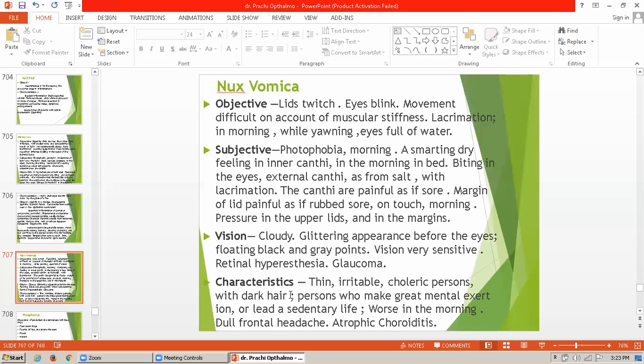Characteristics of nux vomica: a thin, irritable, choleric person with dark hair. Persons who make great mental exertion or lead a sedentary life, and worse in the morning. There is a dull frontal headache and atrophic choroiditis.